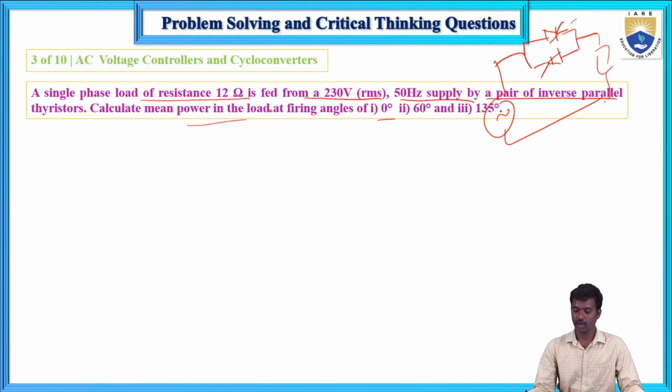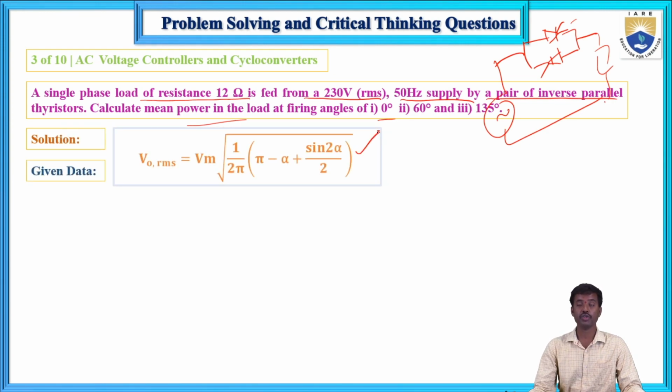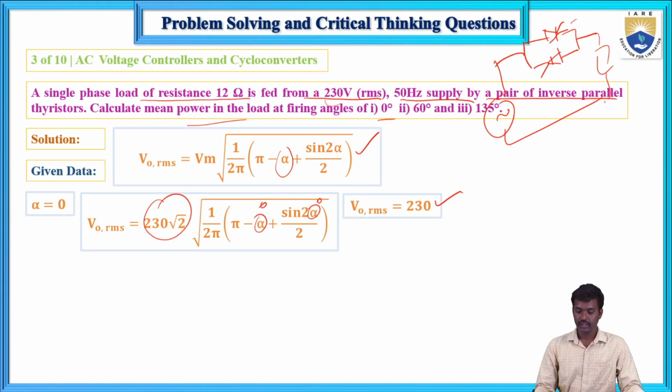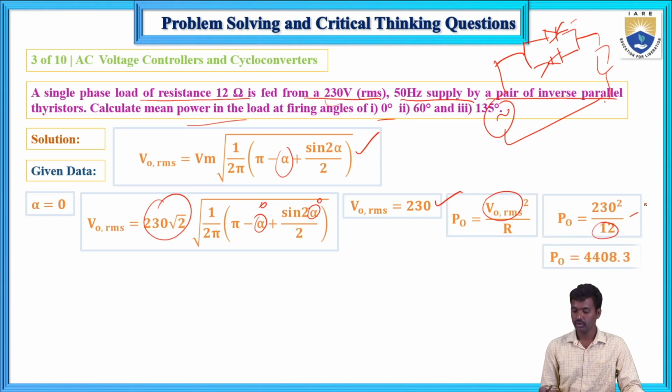First calculate the RMS output voltage. Here the alpha value is given and the supply is 230 volts. First calculate for alpha equals 0. With Vm equal to 230 root 2, for alpha equals 0 the output voltage is the same, 230 volts. If you substitute 230 volts and R equal to 12 ohms, the power equals 4408.3 watts, so 4.4 kilowatts.